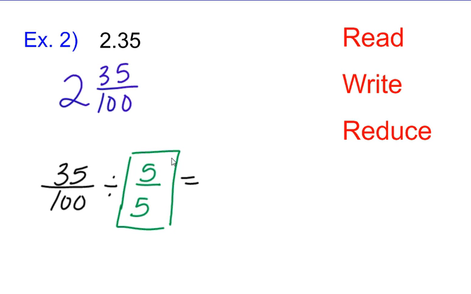Then I know that 35 divided by 5 is 7, and 100 divided by 5 is 20. So since 35 hundredths reduces to 7 twentieths, I'm going to change this, show the reduction as 2 and 7 twentieths.